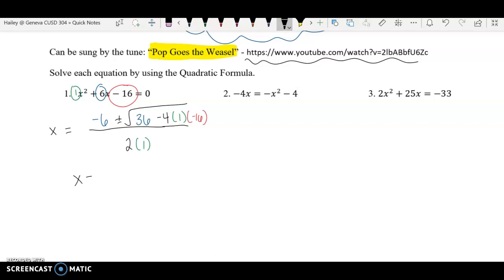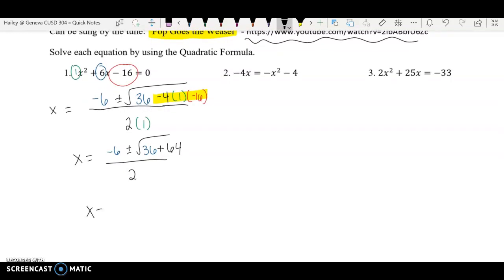Okay, so now we're going to clean up what's underneath the radical. We're going to keep it as negative 6 plus or minus, and then let's figure out what number is underneath the square root. Our denominator obviously is just 2 because 2 times 1 is 2. So be careful with these. You do have to do this part first, or you just have to be careful of how you type this into your calculator. So I encourage students always to type that in first. So negative 4 times 1 times negative 16 gives me a positive 64. So this is actually 36 plus 64.